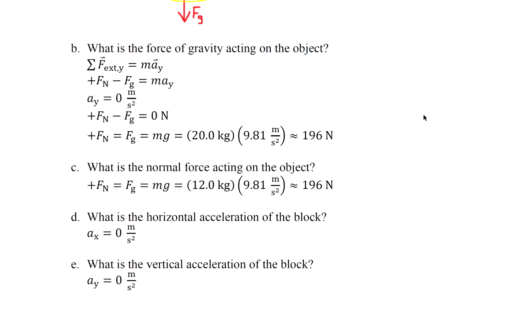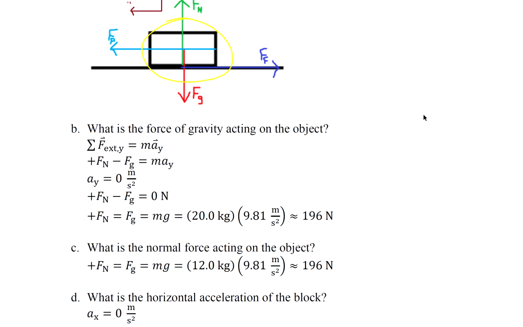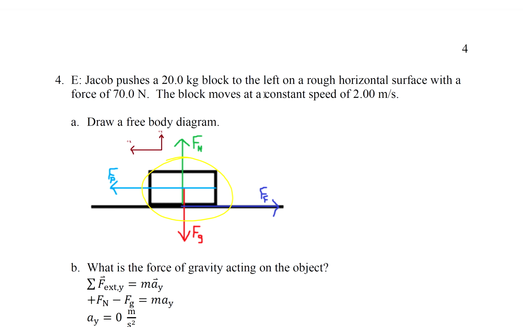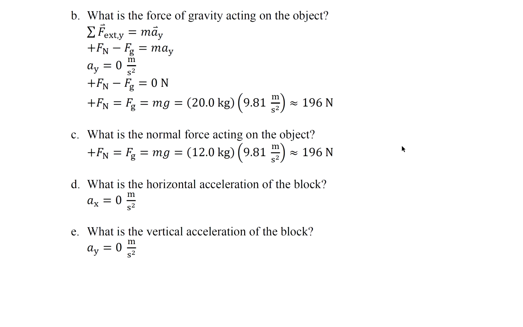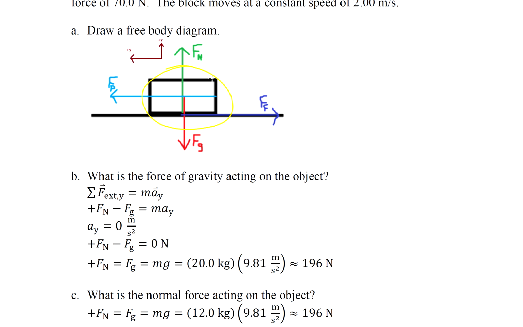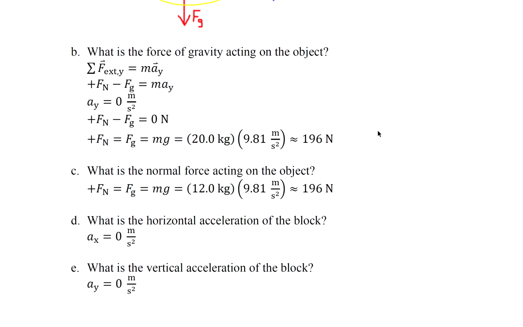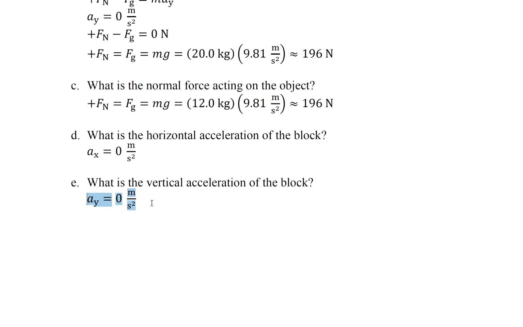Part D, what is the horizontal acceleration of the block? Well, it says it's moving at a constant speed of 2 meters per second. So a sub x is 0. Part E, what is the vertical acceleration of the block? The block is not jumping up and down, so a sub y is 0.